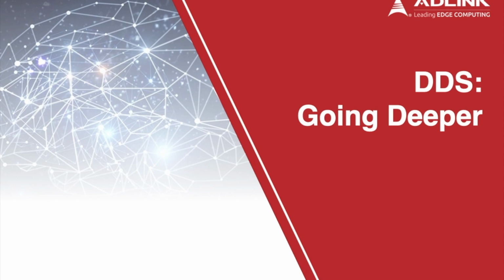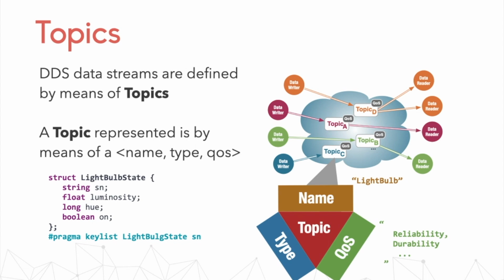Let's try to go one step further with DDS. What we saw is that topics are used to define the information that you want to share between producer and consumer. In other terms, data writers and data readers, if we use DDS terminology. We also saw that topics are identified by a tuple composed of the topic name, the topic type, and the QoS. Here we see as an example a light bulb in which we have the serial number, which is a string, the luminosity, and a boolean that perhaps represents if the light is on or off.